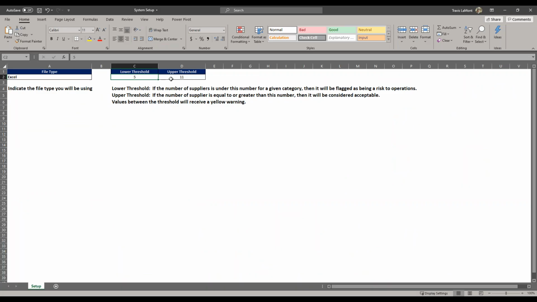So you don't have to necessarily look at the 5 and 10. You can establish whatever thresholds are comfortable for you and your organization.